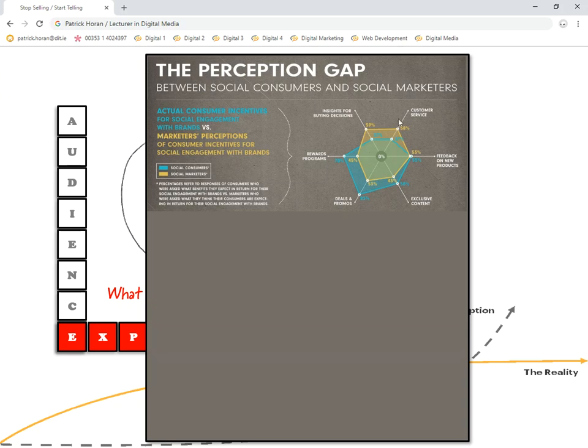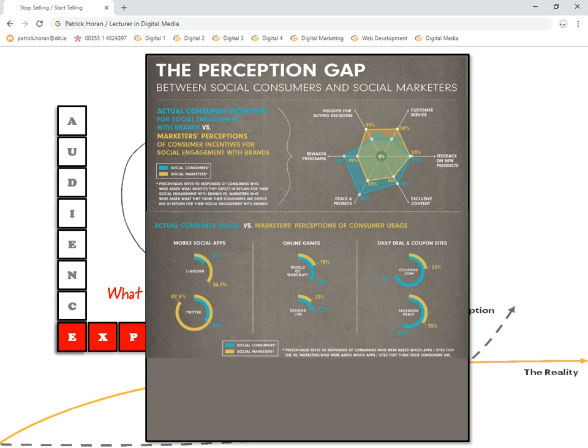So I just want to show you this diagram here. Yes, there is an overlap, and quite a large overlap, but then there's quite a lot that doesn't fall under this. So sometimes the actual marketer thinks they know what the customer wants. The more we know about what the customer wants, the better. Okay. Actual customer usage versus marketer's perception of customer usage.